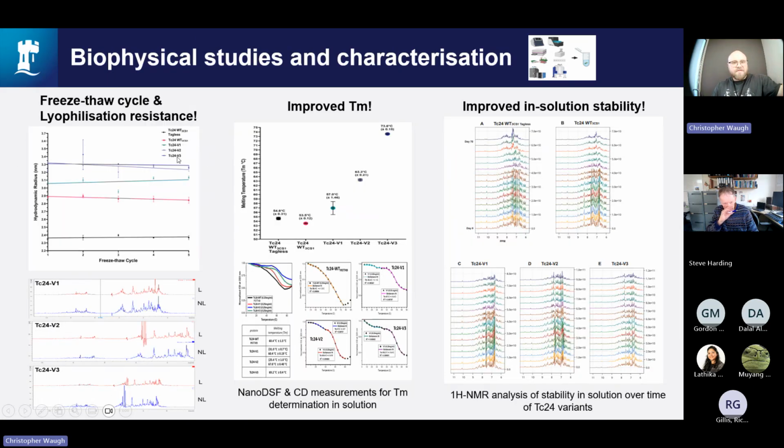Then when I subjected these variants, I wanted to see how stable they were. Can we claim the in silico stability properties in reality? Does that translate? So I did a bunch of tests to see how they would behave.